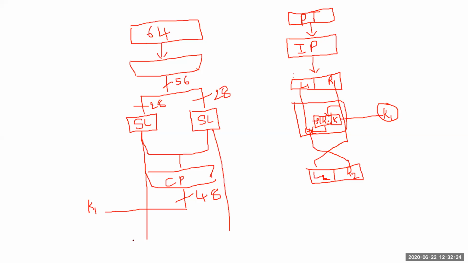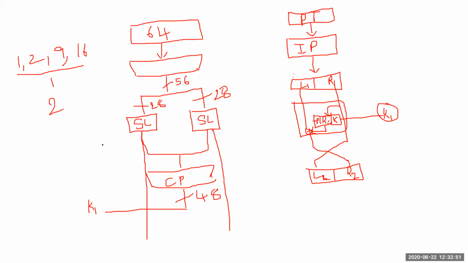Again, the 28 bits will be left shifted, and the compression operation will be taken into consideration again and again. For round number 1, round number 2, round number 9 and round number 16, only one bit will be shifted towards the left, and for all the other rounds, 2 bits will be shifted.